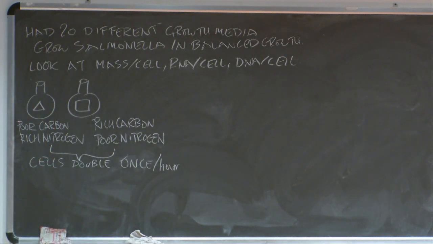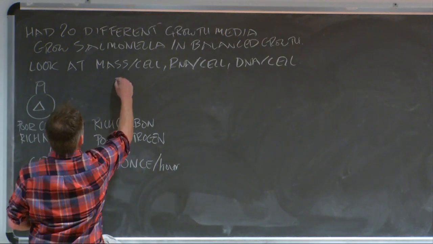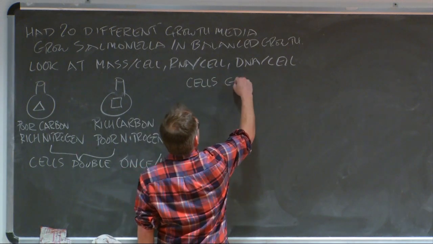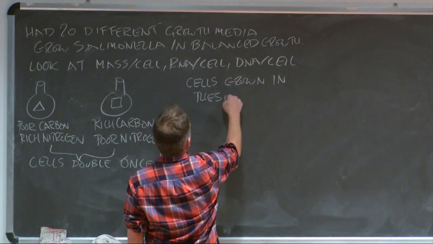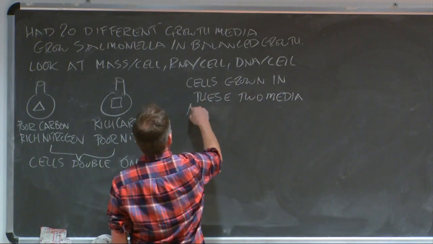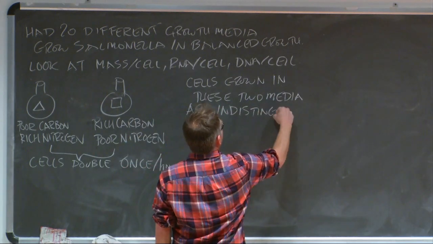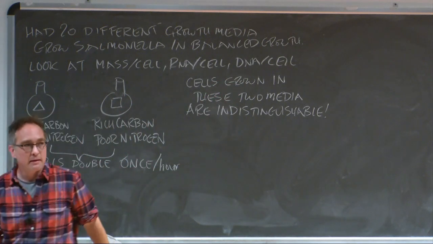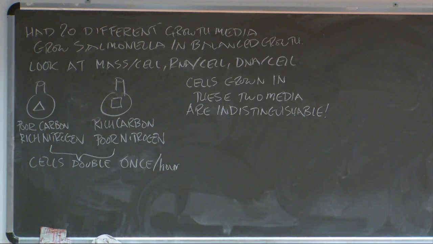So chemically, the flasks are very different. Microscopically, the bacteria are turning on and turning off vastly different repertoires of proteins to chew up and metabolize their nutrients. But after all of that, they still double once every hour. Does that make sense? That's the scenario. So microscopically, these are very different, but macroscopically, they're identical. These cells grown in these two media are indistinguishable. They have the same mass per cell, the same RNA per cell, the same DNA per cell.